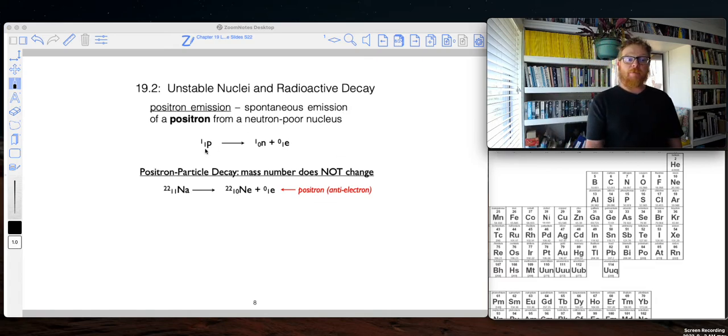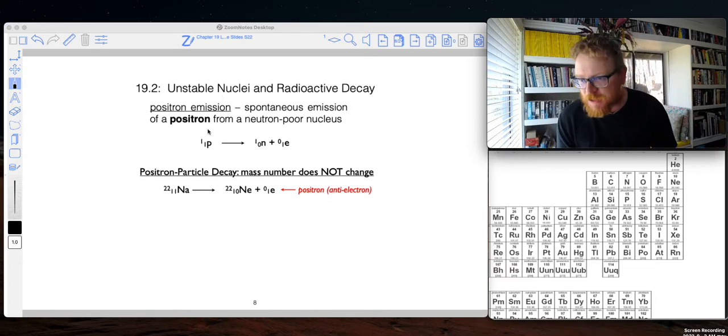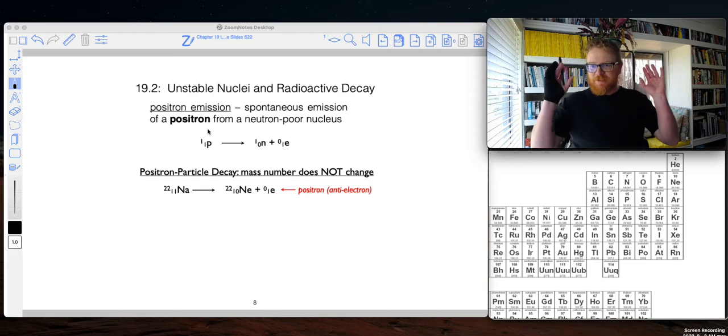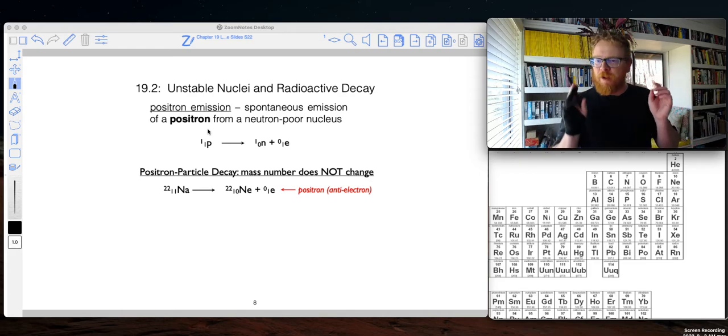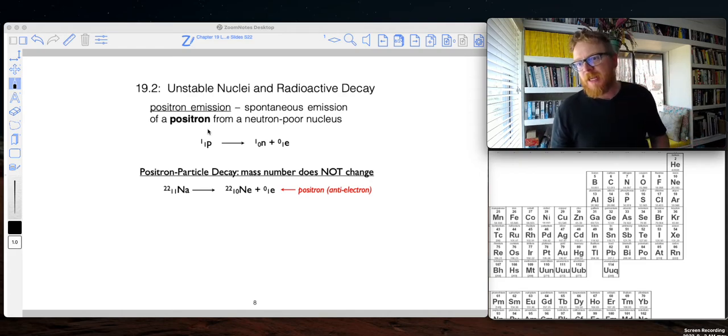Next decay mechanism is positron emission. This one is definitely weird and very rarely observed in chemistry. But all the same, we're going to talk about it. So positron emission comes from a spontaneous emission of a positron from a neutron-poor nucleus.